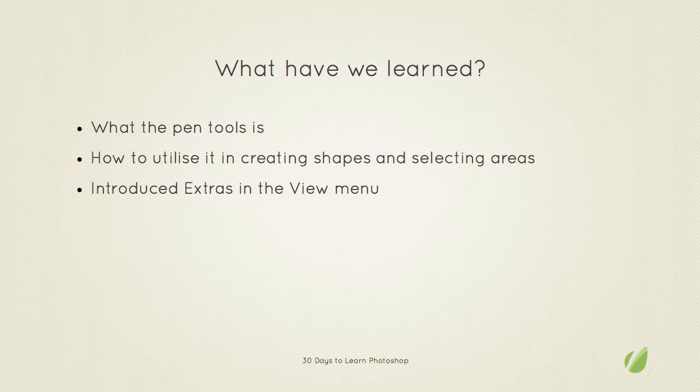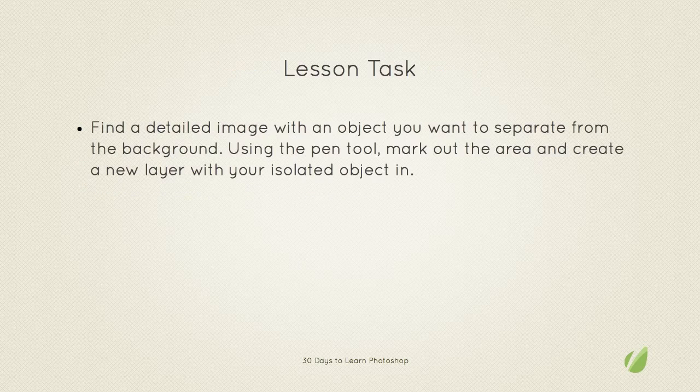So in today's lesson we've learned what the pen tool is, we've looked at how to utilise it in creating shapes and selection areas, and also we've introduced the Extras option in the View menu. And your lesson task is to find a detailed image with an object that you want to separate from the background. Using the pen tool, go around, mark out the area and create a new layer with your isolated object in by selecting it and then simply copying and pasting it in.